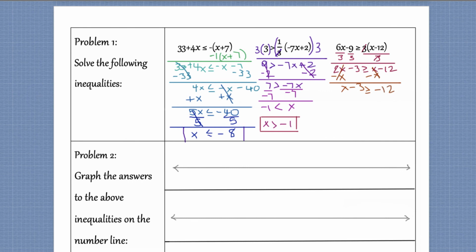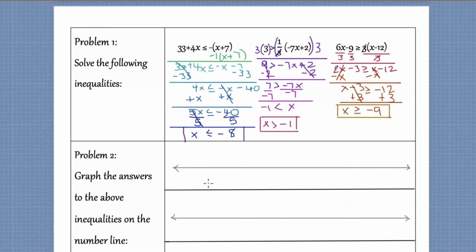So now what we're going to have to do is add 3 to both sides so we can get the x completely alone and we can say that we've solved for it. So x minus 3 plus 3 cancel each other out, is greater than or equal to negative 12 plus 3, which is going to give us negative 9. So our final answer is x is greater than or equal to negative 9. And that's our final answer.